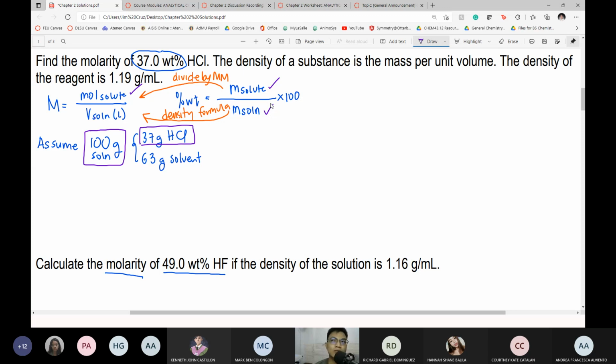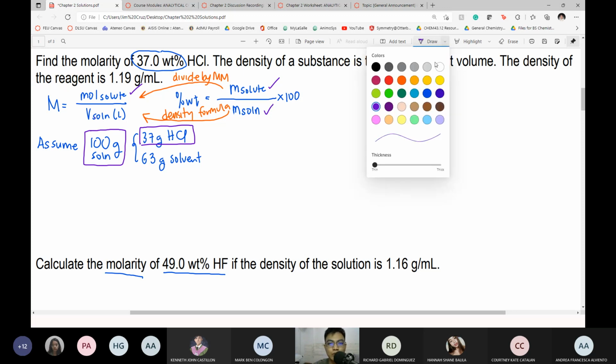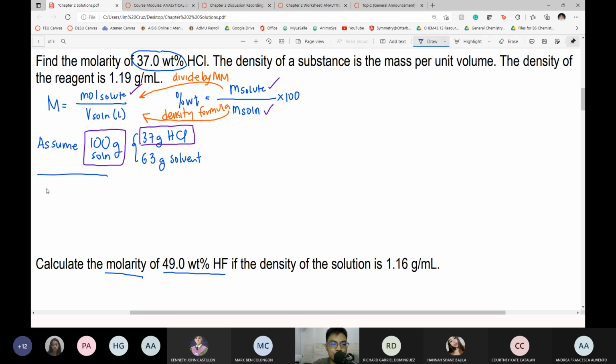So, hopefully, you see the techniques you can use when solving for molarity given the percent weight. Okay? We can make assumptions. So, mass of solute, we have it. Mass of solution, we have it. Then, we can start converting them. Okay? So, let's find the mole of the solute. Let's solve those first. So, mole of solute, in our case, mole of HCl.